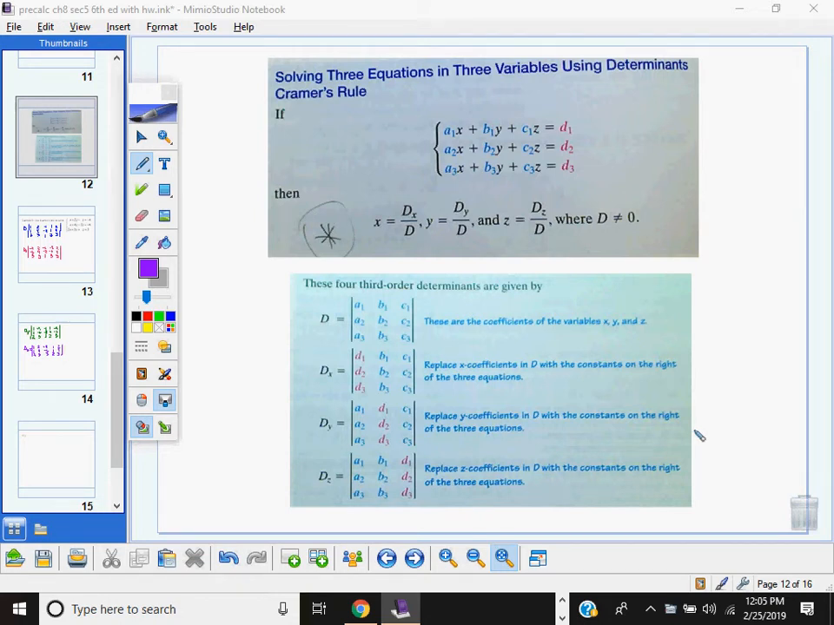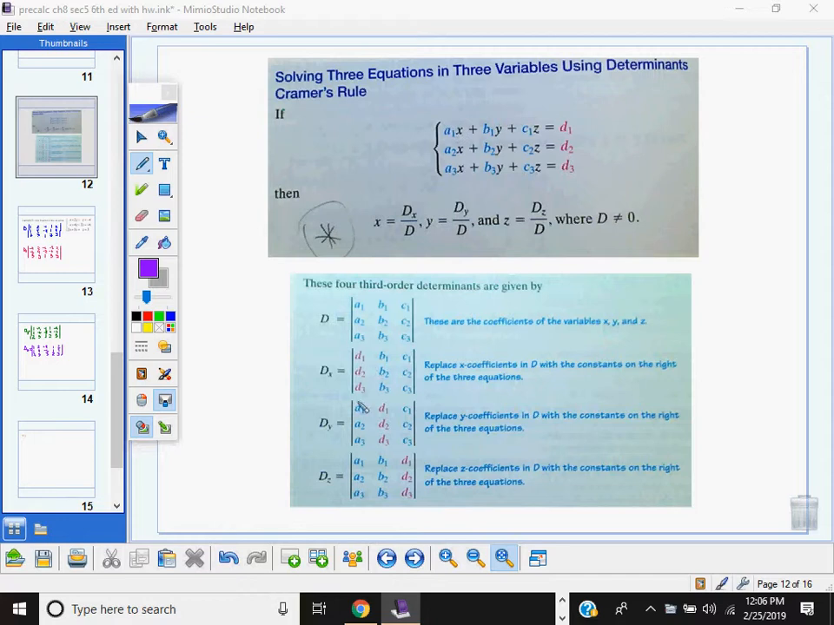Okay, now let's solve a system with three variables, x, y, and z, using Cramer's rule. It works very similar to the 2 by 2. First, we get the regular D. We take the A, B, C columns, put the coefficients, and find the determinants. Then we get dx. We take out the A column and replace it with the answers, D1, D2, and D3.